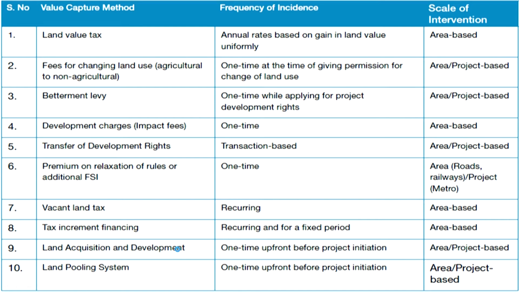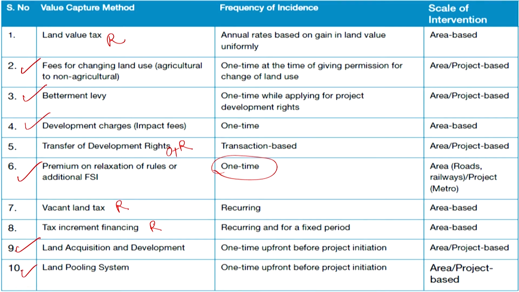Here you can have a look at some of the value capture financing tools, like land use change, betterment levy, development charge, additional FSI or FAR, land acquisition, and land pooling. These are one time charges, taken before the development, whereas the land value tax is recurring. TDR can be recurring or one time. Vacant land tax is recurring, and tax increment is recurring for some time till the project is complete. So, these are the differences based on the recurring or the one time tax.